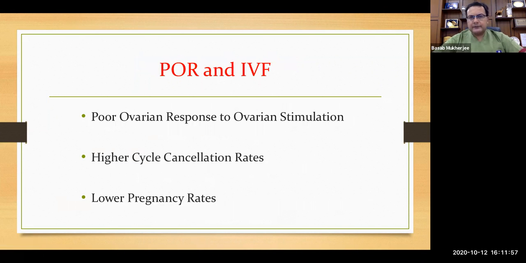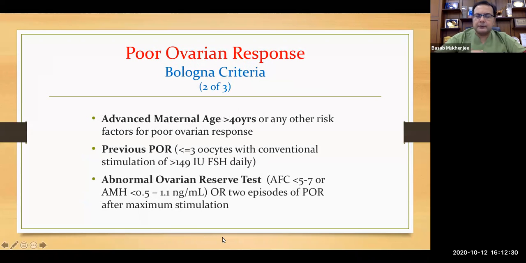So poor ovarian reserve and IVF: what we know is that these women have a poor ovarian response to ovarian stimulation. Normally in IVF, when you use gonadotropins, you expect a response with a lot of follicles in the ovary, but here the response is classically suboptimal, with higher cycle cancellation rates and lower pregnancy rates. That is the reason poor ovarian reserve has become a separate entity and is given a lot of importance in the ART sector.